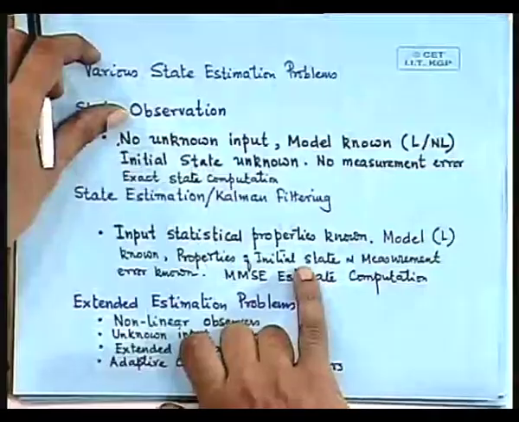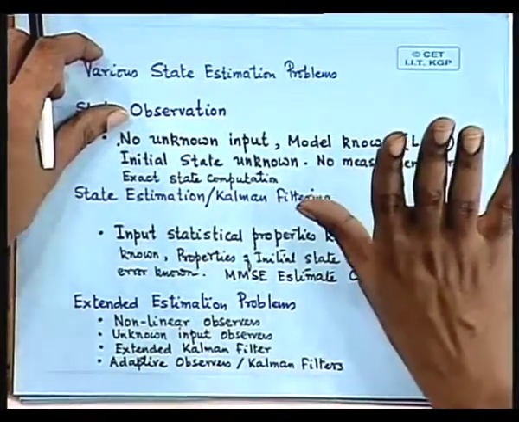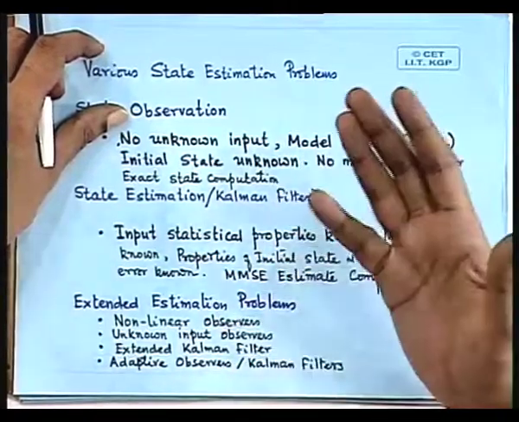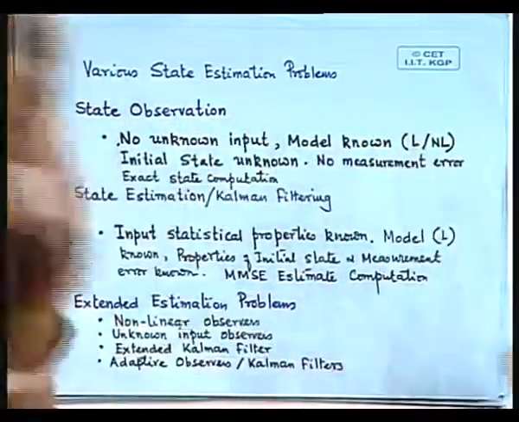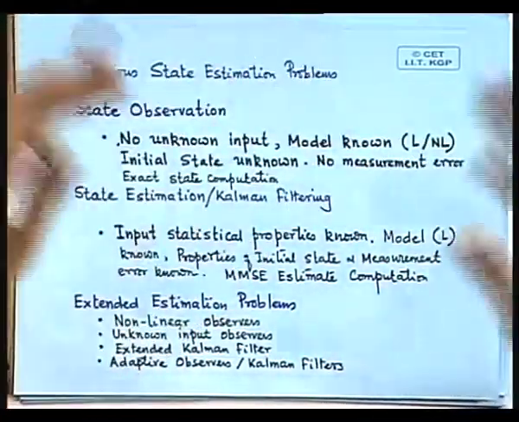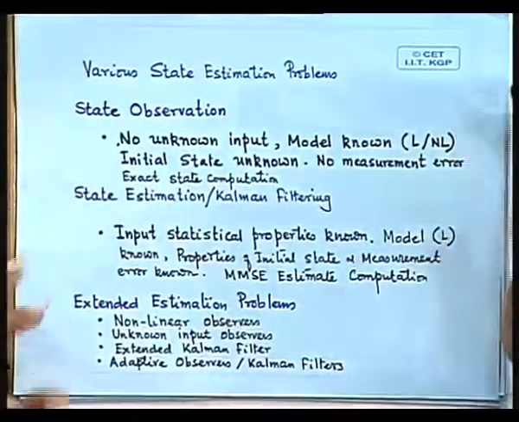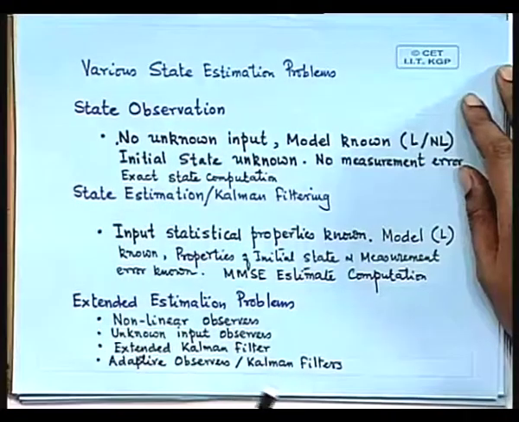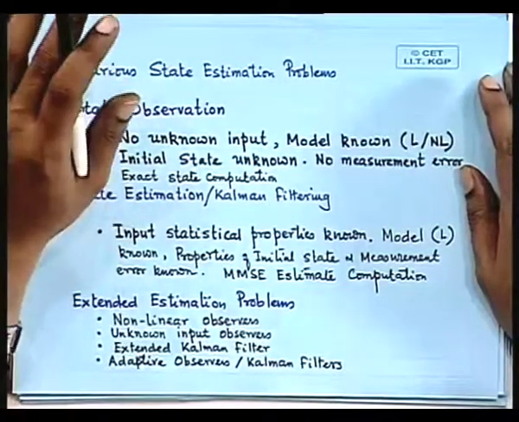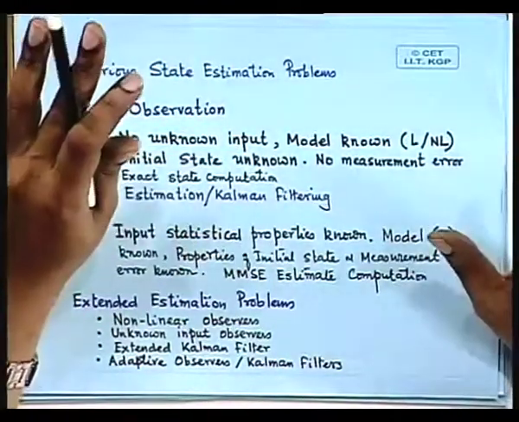The model is still known. Properties of the initial state and measurement error: we now assume that there may be measurement error, but we assume their properties, what could be their variance, how much measurement error, and we also assume some properties of the initial state, that is, by how much our initial state guess can be off. So once we introduce these uncertainties, obviously we can never hope for computing the state exactly, because there is noise. So our estimates are always going to be erroneous.